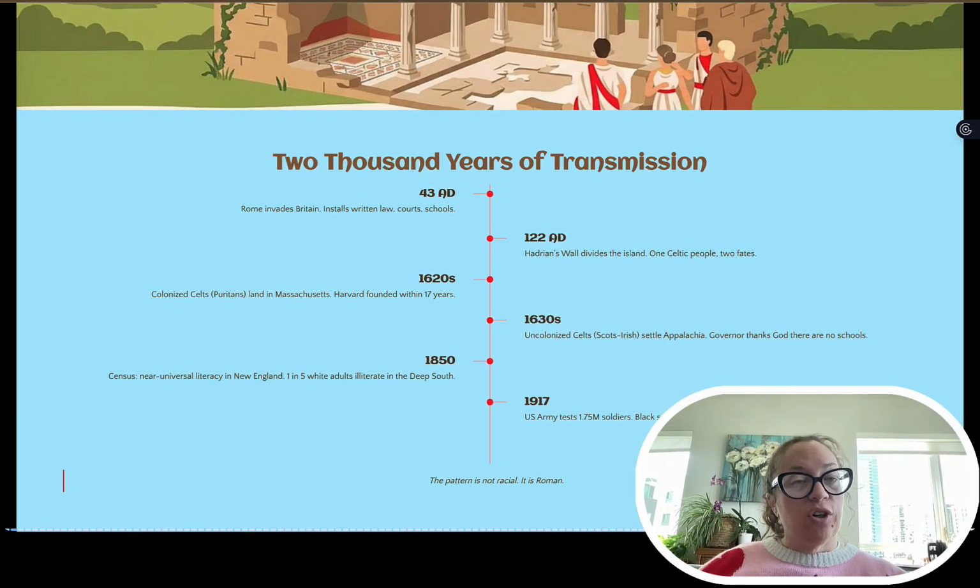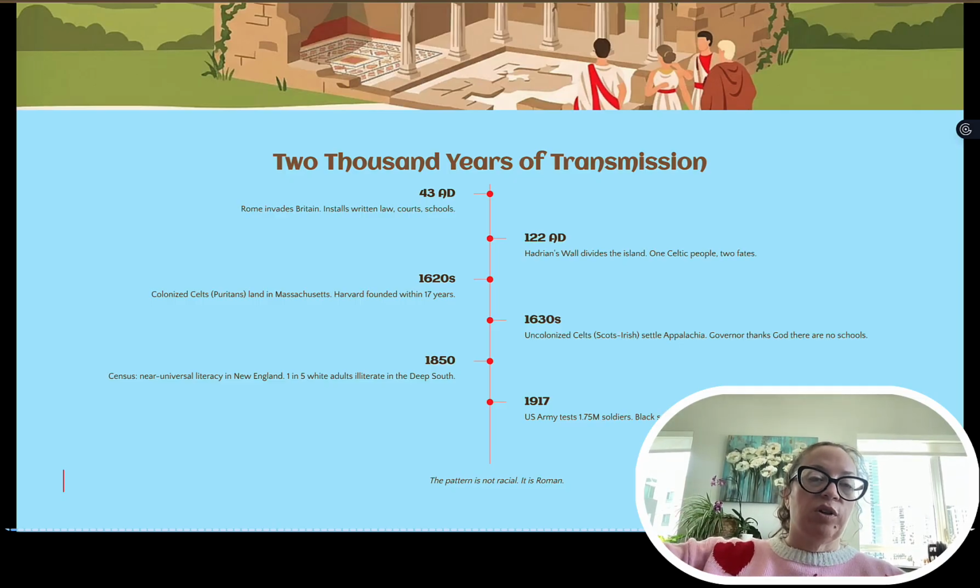So 2,000 years ago, the Roman Empire invaded Britain. They conquered the south and the east of the island. They built cities, they installed written law, established courts, and over almost 4 centuries, they replaced the indigenous Celtic culture with Roman institutional culture. So the people whose ancestors went through that transformation eventually became the English.